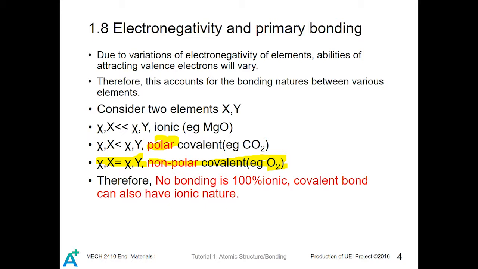Therefore, by this definition, no bonding is 100% ionic. And covalent bonds can also have ionic natures. So there is no necessity to have a 100% covalent bonding nature, and there is no actual 100% ionic bonding in this world.